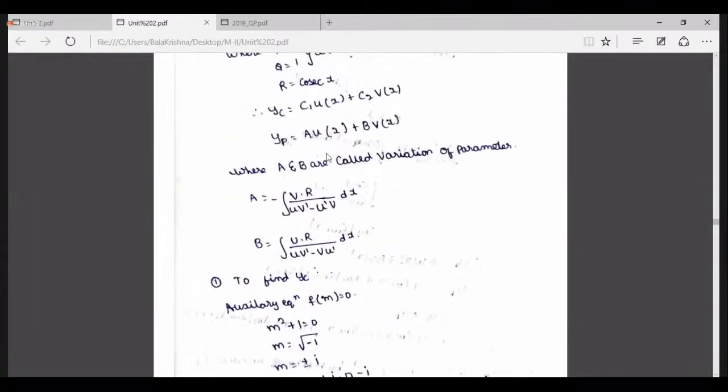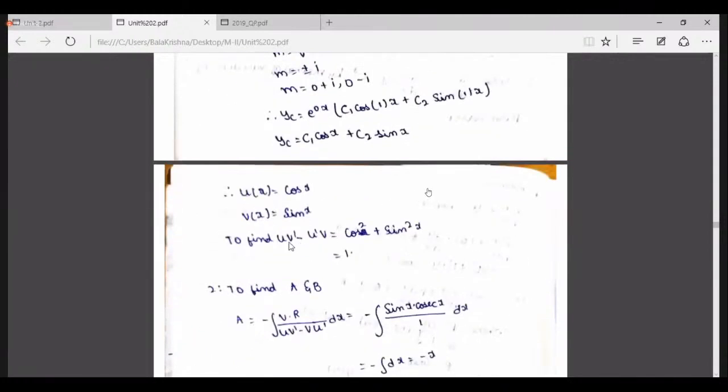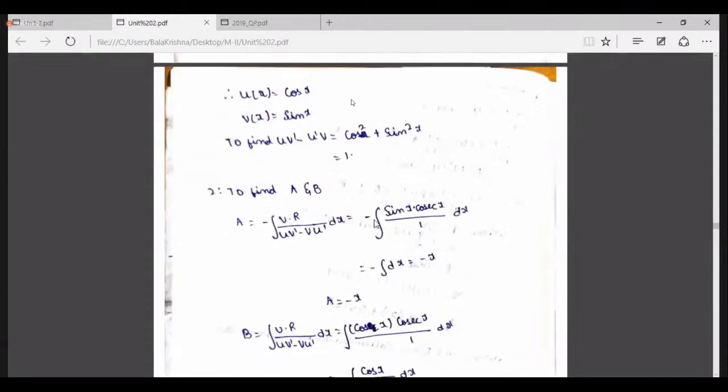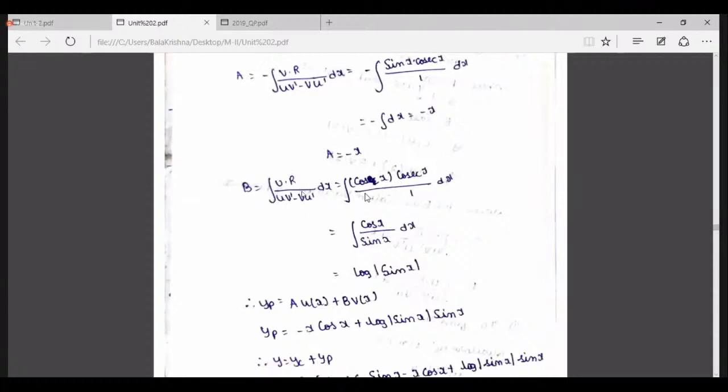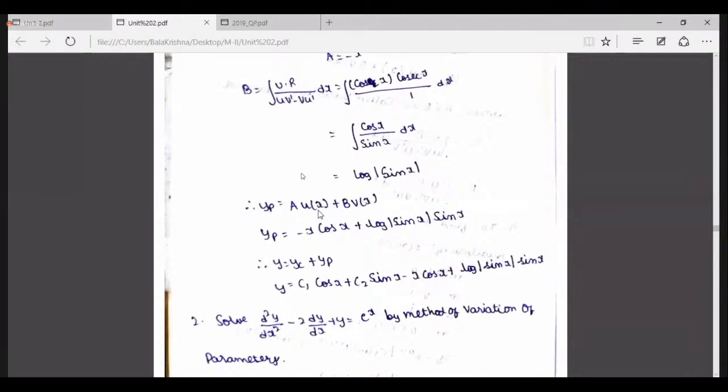As in the particular integral, we require a and b, where a and b are obtained by evaluating these integrals. So we require this denominator, just we are finding that one. u v dash minus u dash v is nothing but 1. So to find a, minus integral v is given as sin x, r is given as cosecant x, by u v dash minus v u dash, which we have as 1. So simplify this integral. Whatever you have as the a value, just like that you need to find the b value. So the particular integral is a into u of x plus b into v of x. A you have as minus x, u is cos x, and b we have as log of sin x, and v is sin x.